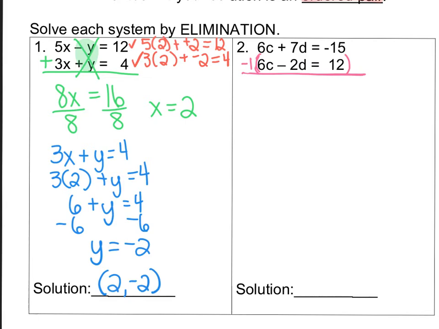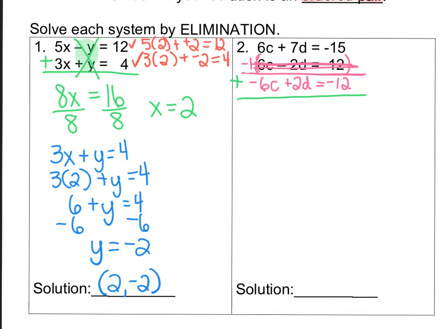So negative 1 times 6c is negative 6c. Negative 1 times a negative 2d is a positive 2d. And then negative 1 times 12 is negative 12. So I'm not really going to look at this one anymore. I am going to add my first equation and this new equation that really means the same thing. I just flipped all the signs.